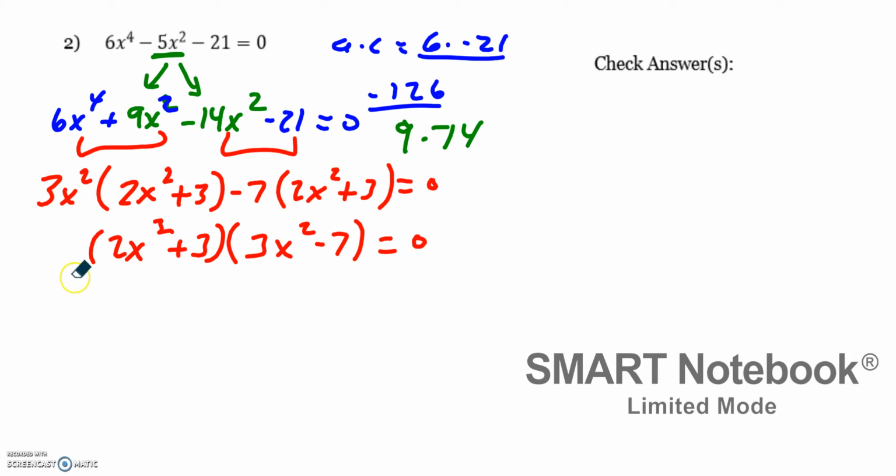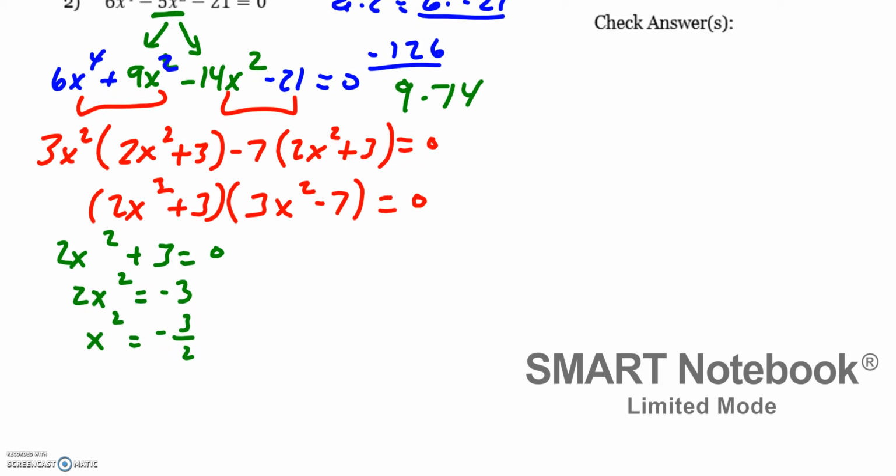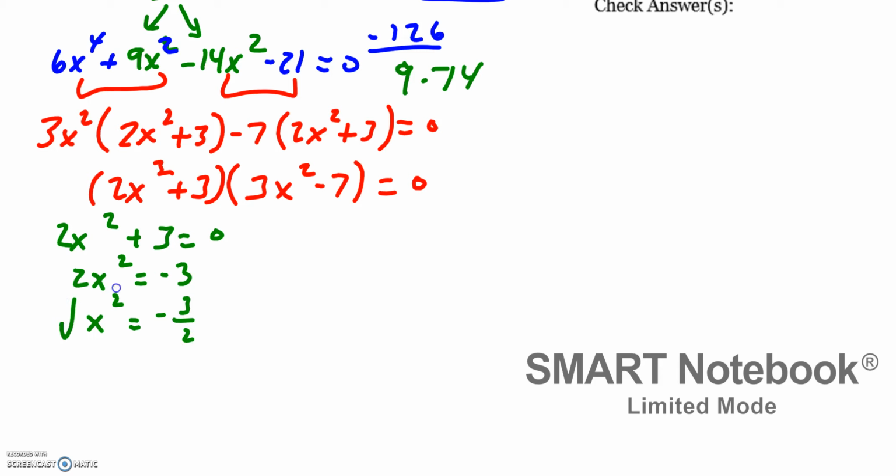So if I set these both equal to 0, 2x squared plus 3 equals 0, and I solve this piece, I would have 2x squared equals negative 3, which means that x squared would equal negative 3/2. So I already know my answers are going to be imaginary. When I take the square root, I have x equals plus or minus the square root of negative 3, technically over the square root of 2.